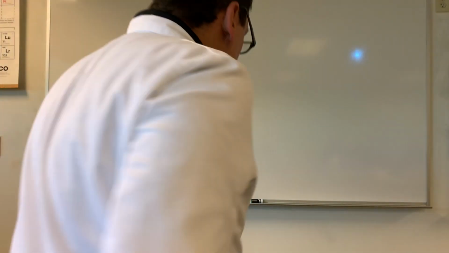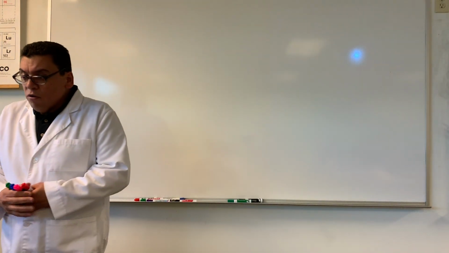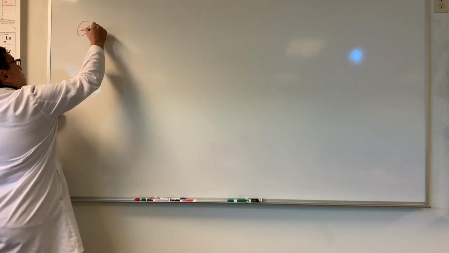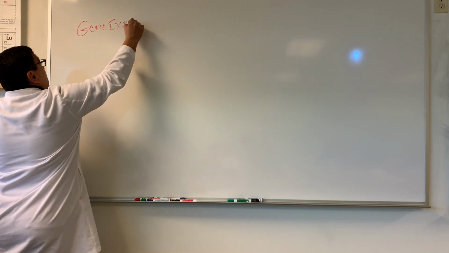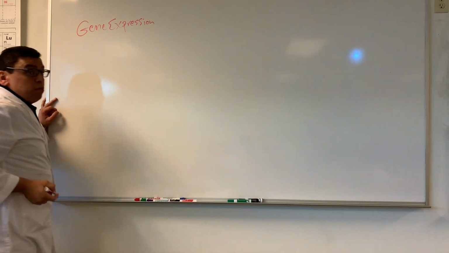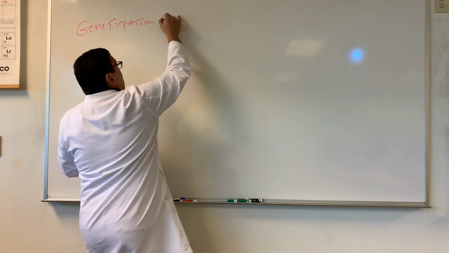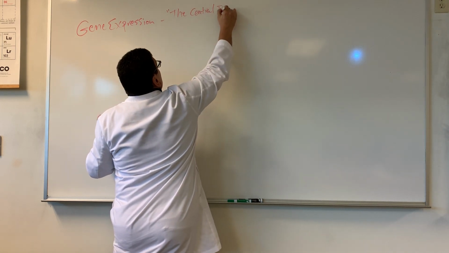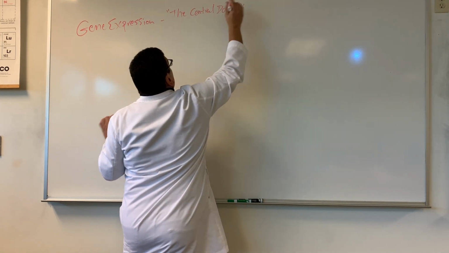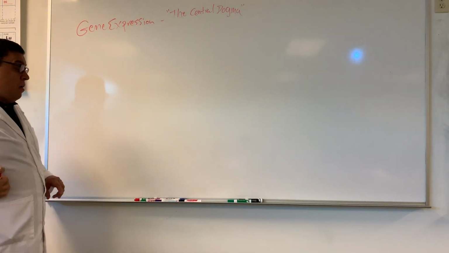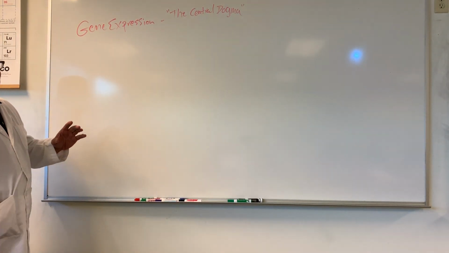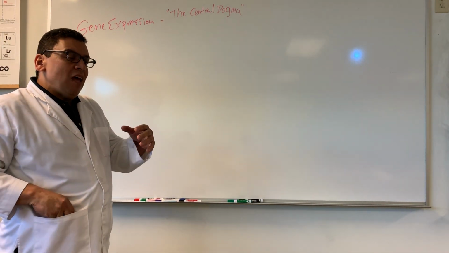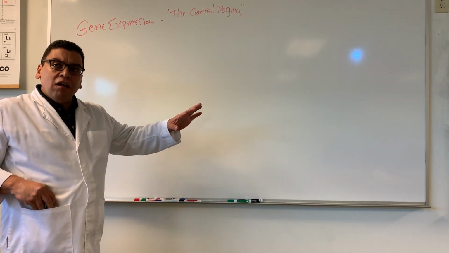Okay, so now we're going to talk about chapter 17, which the main topic of chapter 17, of course, is gene expression. There's another word for gene expression. It's what we call the central dogma. Now I'm going to initially talk about the difference between eukaryotic gene expression, prokaryotic gene expression, and then we're going to get into the detail of gene expression.